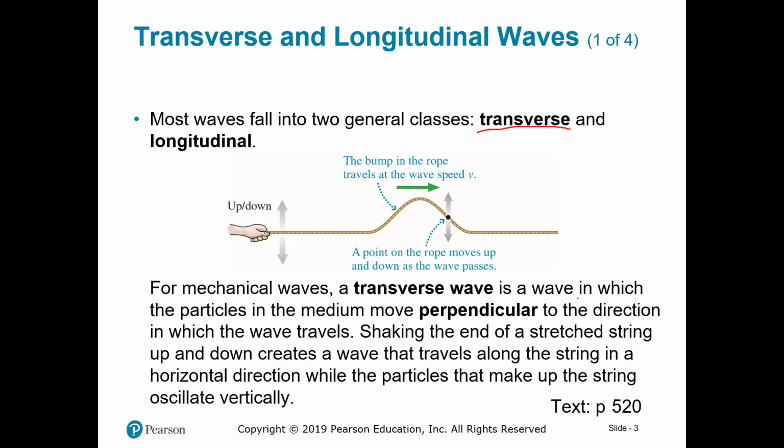A transverse wave is a wave in which the particles in the medium move perpendicular. For the string wave, the particle is the string itself, right? The string is moving up and down, while the wave itself is moving horizontally. So we call it a transverse wave. The particle in the medium moves perpendicular to the direction in which the wave travels. In this case, the wave travels horizontally and the medium moves up and down.